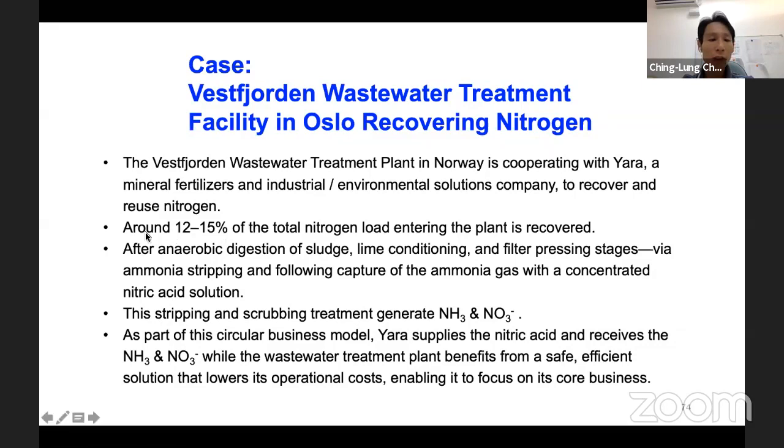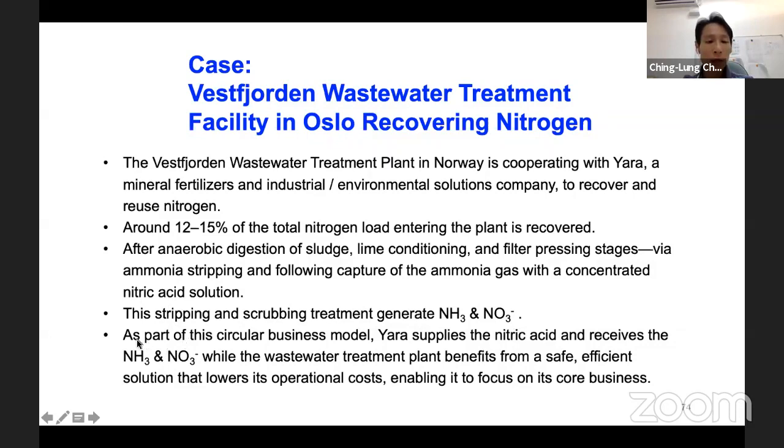Okay, so around 12 to 15% of the total nitrogen load entering the plant is recovered. After the anaerobic digestion of the starch or lime conditioner or filter pressing stage, there is ammonia stripping and the following capture of the ammonia gas with a concentrated nitric acid solution. Then the stripping and scrubbing treatment generate the ammonia and the nitrate.